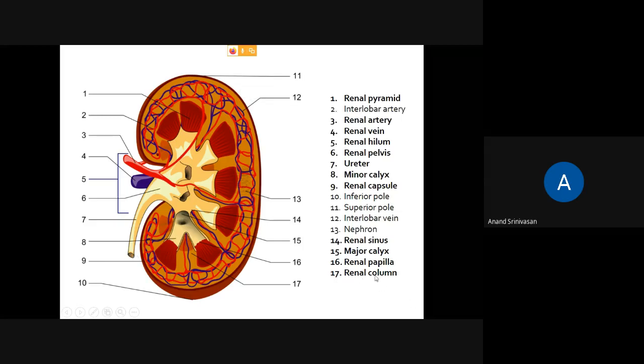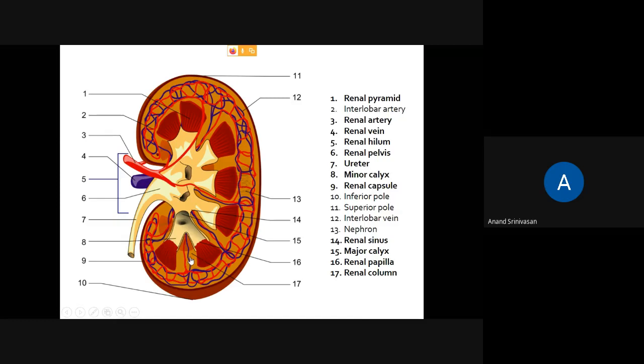The renal column. What is the renal column? Number 17. Okay, you just have a look into this. See, the number 17 is pointing here. So what is this part? You can see the cortex is going in between the renal pyramids, and this is called renal columns. So renal column is nothing but the extension of the cortex between the pyramids.